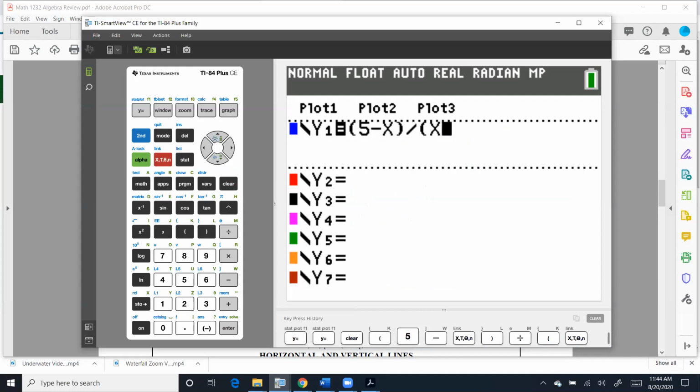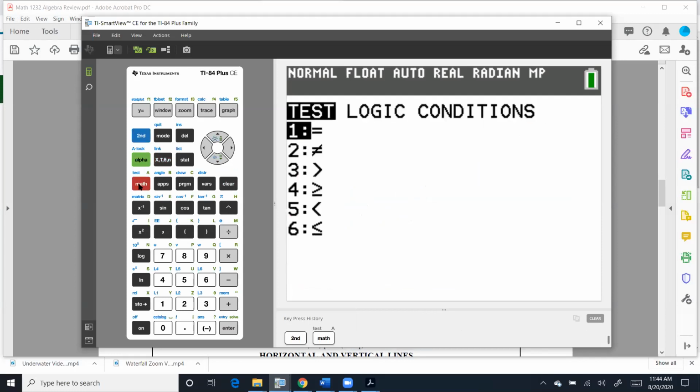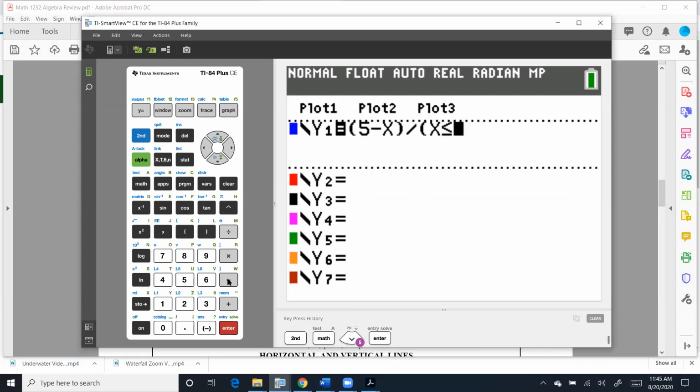The less than or equal to is an inequality symbol, and those are located under the test menu. Test is right above the math key. So to get there, I press second and the math key, and then you can either arrow down or just type 6. And then it's -2.